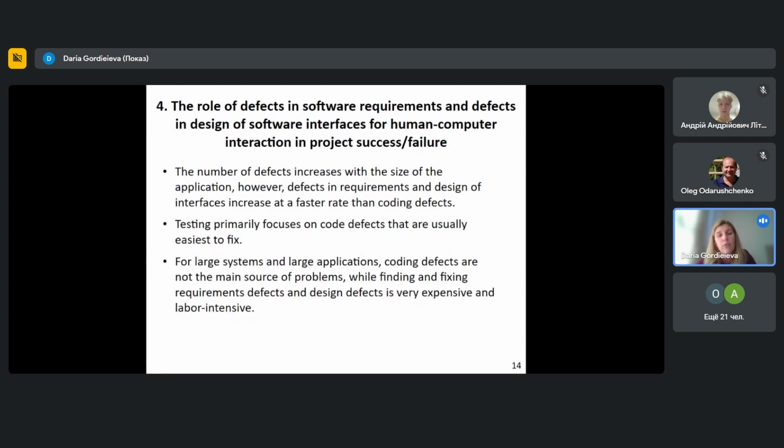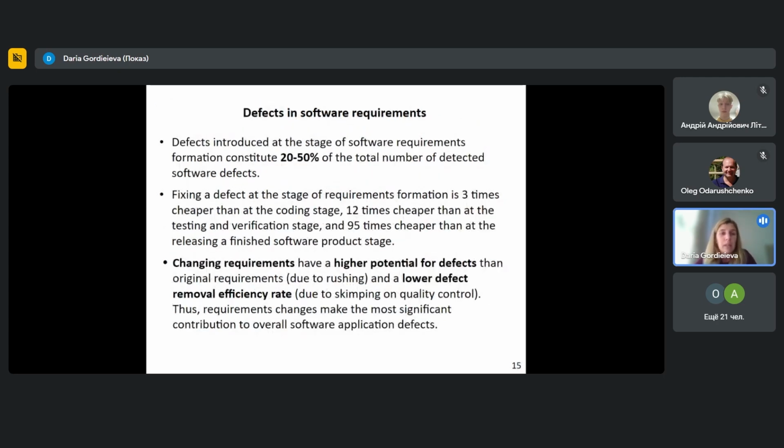Testing primarily focuses on code defects that are usually easiest to fix. For large systems and large applications, coding defects are not the main source of problem, while finding and fixing requirements defects and design defects is very expensive and labor-intensive. Defects introduced at the stage of software requirements formation constitute 50% of the total number of detected software defects.